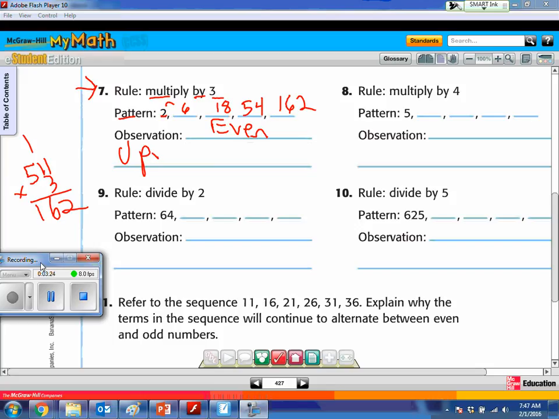Let's take a look at the differences between these numbers. Between 2 and 6, we have to go plus 4. To get from 6 to 18, you got to go plus 12. To get from 18 to 54, you have to go plus 36. To get from 54 to 162, you have to go plus 108. So let's look at these. I know my differences increase each time, so I could say that my differences increase. So those are other observations.